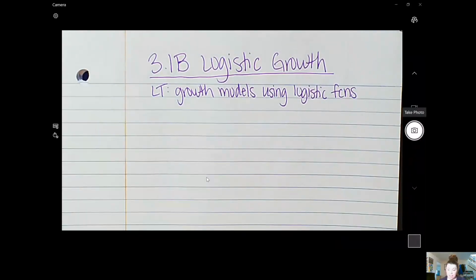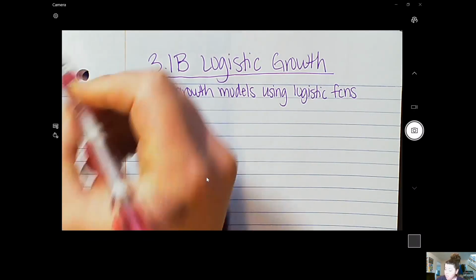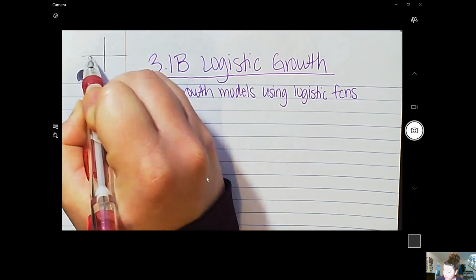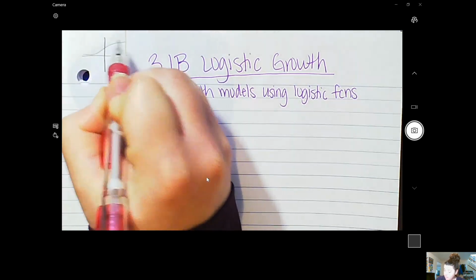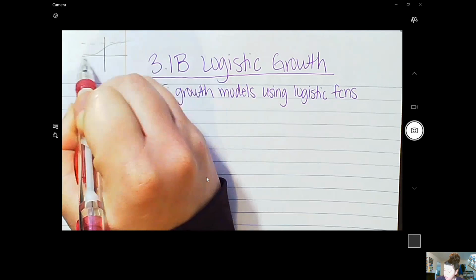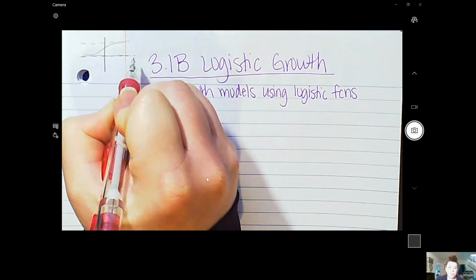The 3.1b lesson is all about logistic growth. And probably that sounds a little bit familiar because when we were learning the 12 basic functions, one of them was the logistic function. And the logistic function looked like this. And it had an asymptote right there, and it had an asymptote right there.